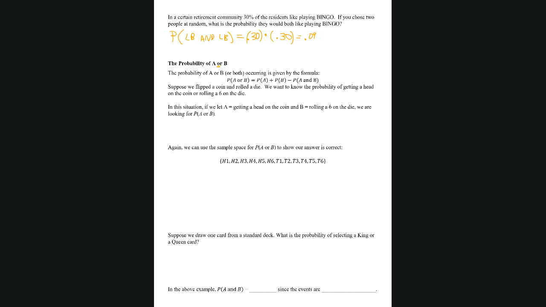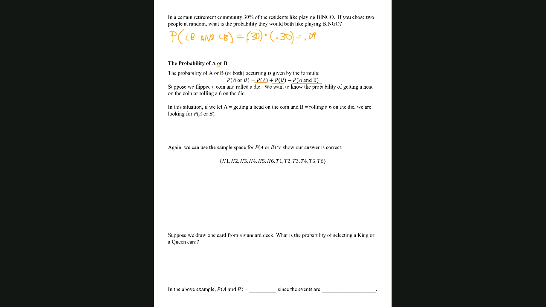The probability of A or B is equal to the probability of A plus the probability of B minus the probability of A and B. And what you're doing when you subtract the probability of A and B is subtracting duplicate situations out so that you don't count an outcome twice. So you're subtracting those duplicate outcomes.